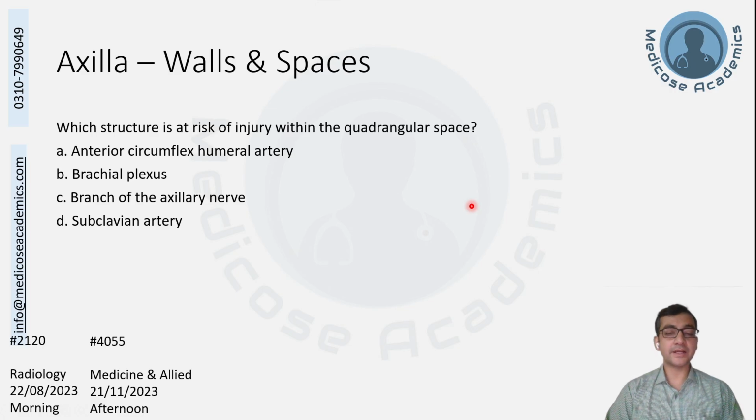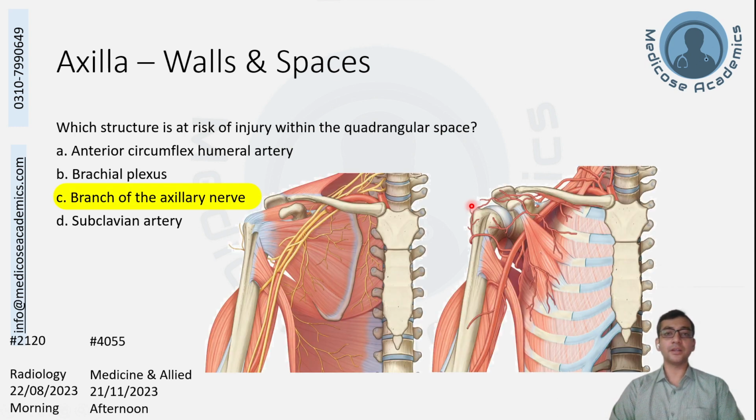Which structure is at risk of injury within the quadrangular space? We have discussed it already when talking about the dislocation of the shoulder joint. The quadrangular space was the space that was present beneath the head of the humerus. So here was axillary artery, anterior and posterior circumflex humeral artery. Which of the following is among that? There is the axillary nerve.